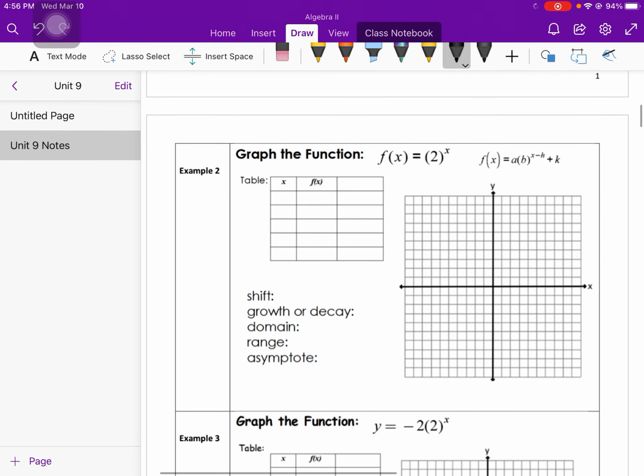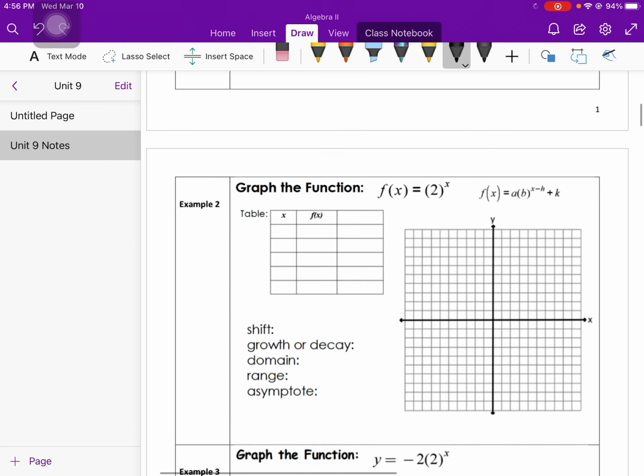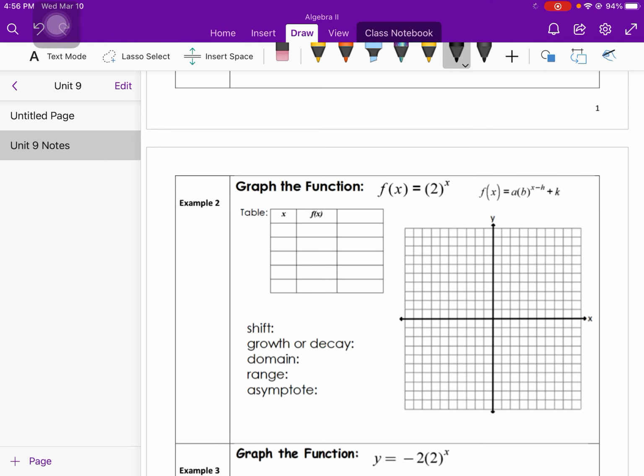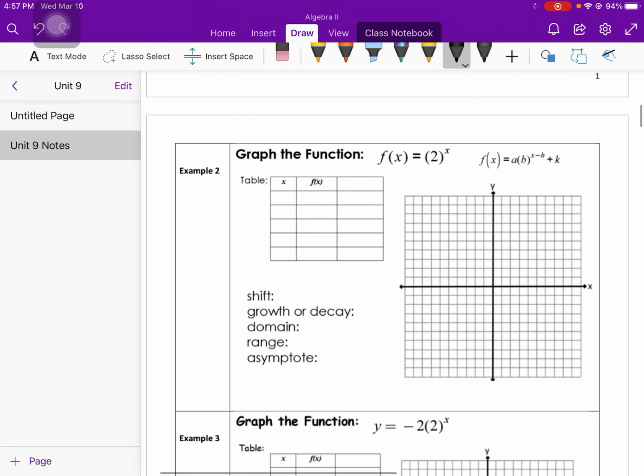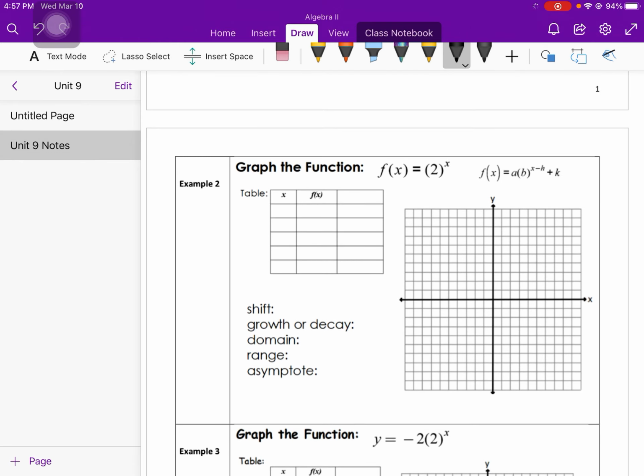So the first thing that we're going to do, the shift, is where we get our h and k. I probably should have specified that these kinds of graphs are going to go on forever and ever, left and right. So if you look at the original function, f of x equals 2 to the x, we don't see an h or a k. We're not adding or subtracting anything. So the shift is just going to be 0, 0.